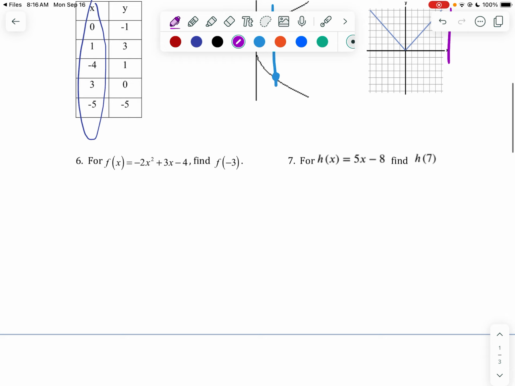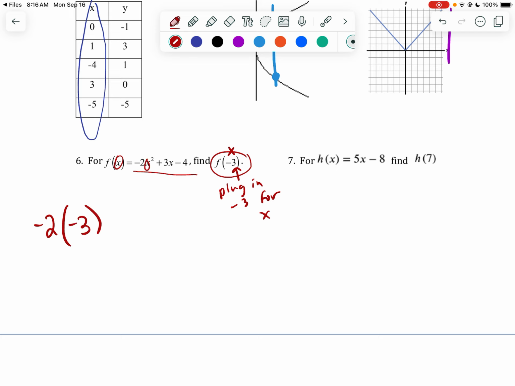All right, number 6 and 7, these are evaluating. So it says for f of x, you have this function, and then it says find f of -3. That number right there is always replacing x, like we always see f of x. Okay, so this means plug in -3 for x. Okay, so I'm going to rewrite my function, but anywhere I see an x, I'm going to plug in a -3. So there's one right here, put the squared. There's also one right here.